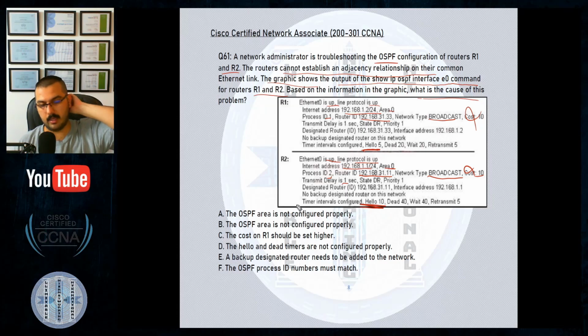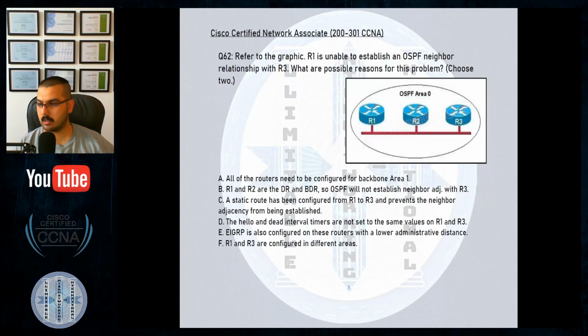Yeah, I've talked about that in the previous video. The hello intervals and the dead intervals should be matching between the two routers, and if they do not match, then neighbor adjacency will not happen. Okay, so OSPF is configured properly. Cost will not affect that. Hello and dead timers are not configured properly. Yes, that is the only one that we can use. That will be D. Okay, question 62.